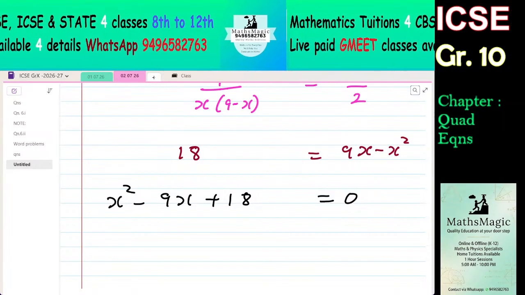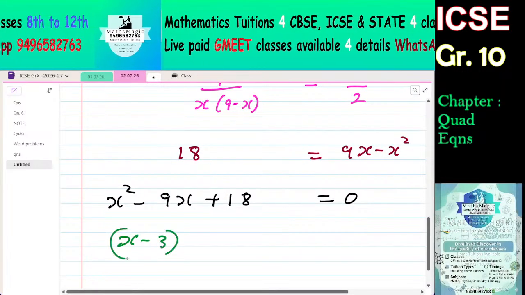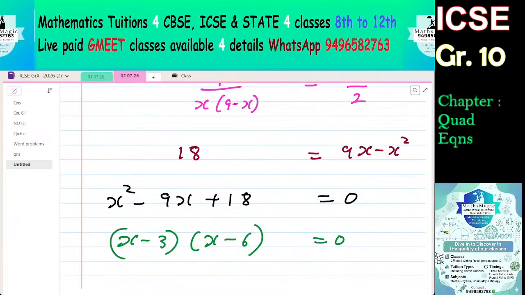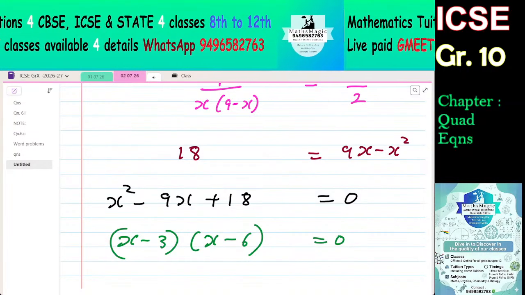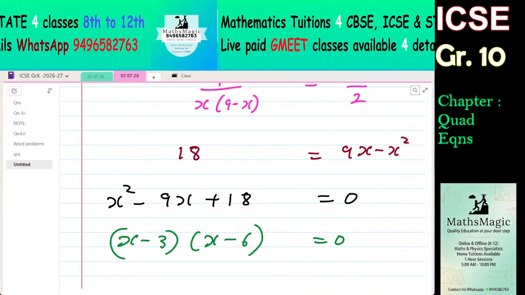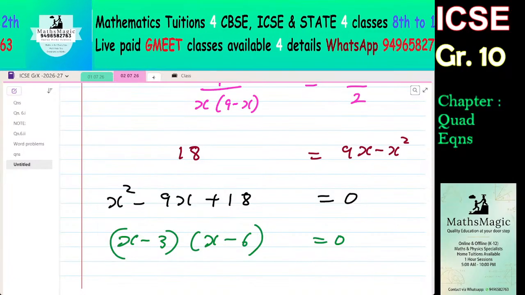So it's a simple straightforward one. You will get the factors as x minus 3 and x minus 6 equals 0. The numbers are 3, right? 3 or 6. Yes.